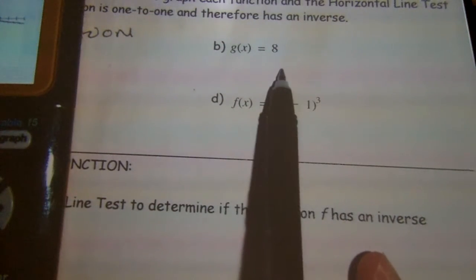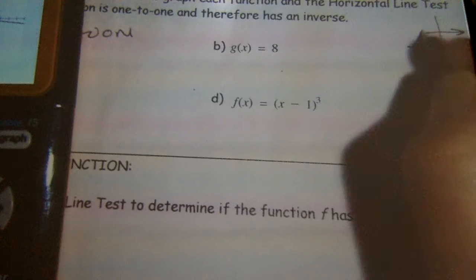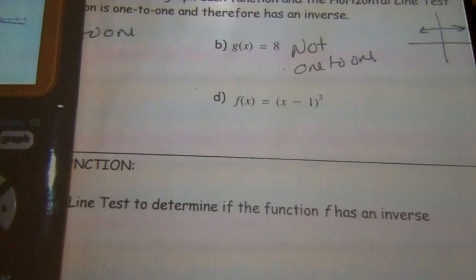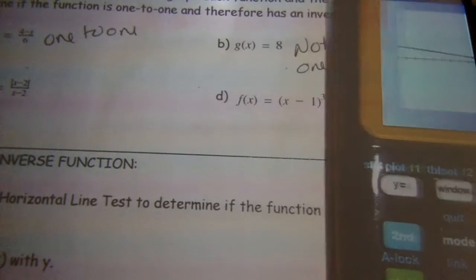What's this next one look like? We don't even need to put this in our calculator. It's a horizontal line going this way. How many times will another horizontal line cross it? Many times. So this is not 1 to 1. What about if it was x equals? It would, yes. Okay, next one.